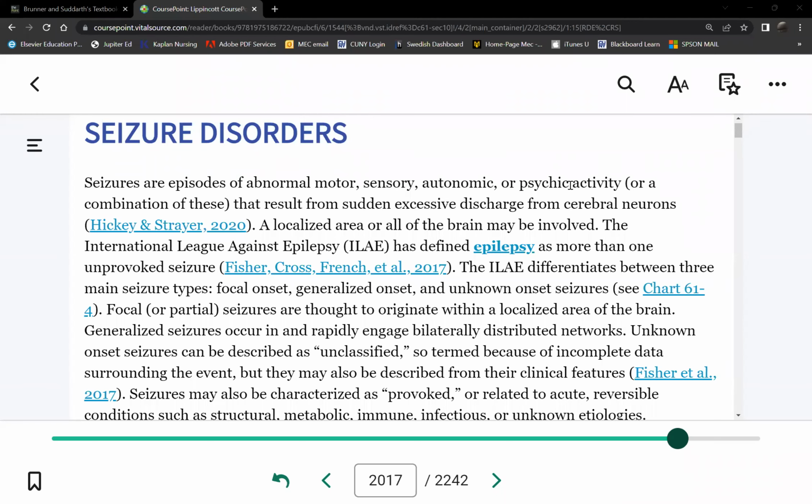Okay, so let's differentiate between seizures and epilepsy. Seizures, even if you have multiple, everybody has an idea what a seizure is, right? Okay, so as defined, these are abnormal episodes of abnormal motor, sensory, autonomic, psychic activity. So there are different types of seizures.